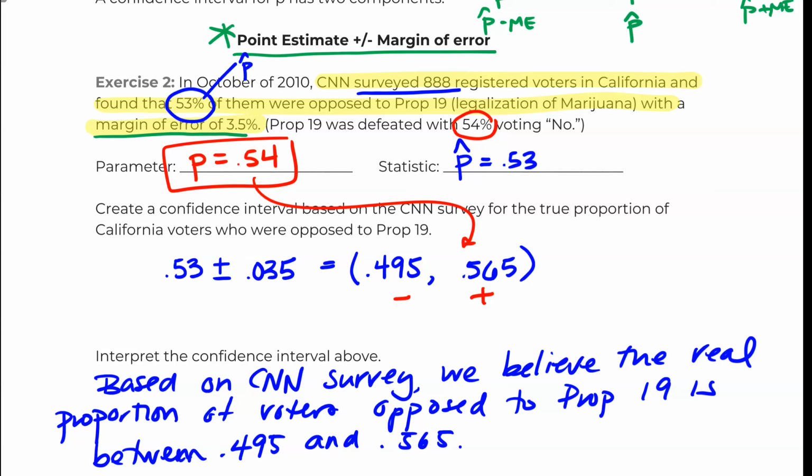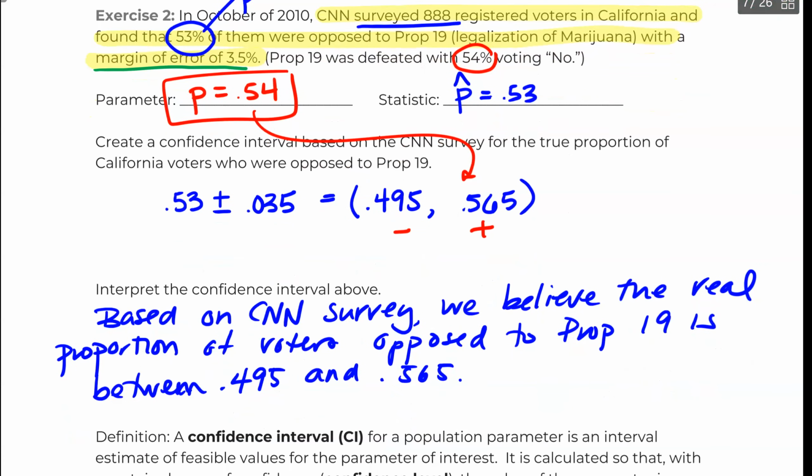If you watch that video from Mr. Nystrom, right? It's this P catcher. So we've caught the real P. CNN did a great job in that regard. But what CNN didn't do a good job at is predicting what was actually going to happen. Because if you look at these values, right, based on their survey, they believe the real proportion of people opposed to Prop 19 was between 0.49 and 0.56.